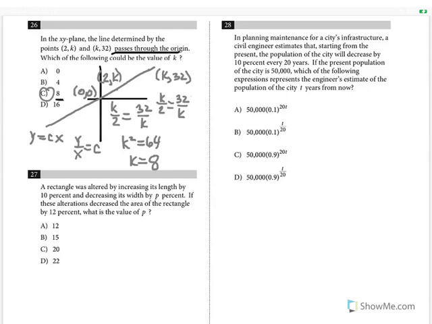Okay. A rectangle was altered by increasing its length by 10% and decreasing its width by p%. If these alterations decrease the area of the rectangle by 12%, what is the value of p? Okay, so this is one of those abstract type problems because we're not given a whole lot of numbers here, but we have to understand the topic. We have to understand the concept here.